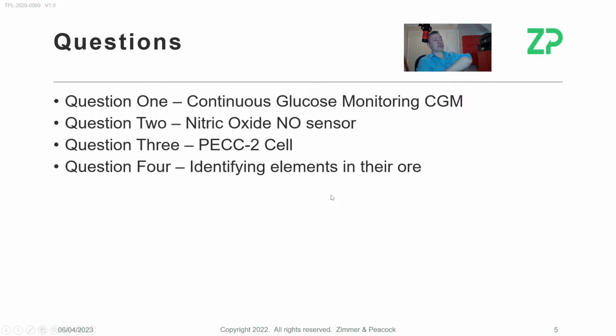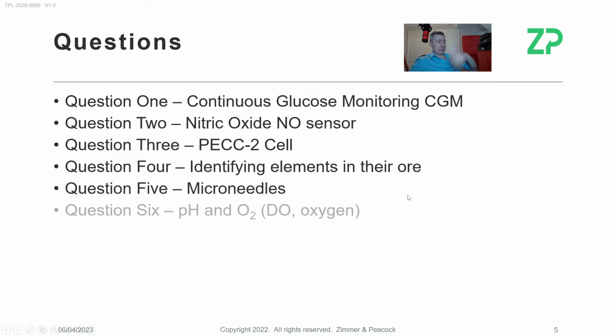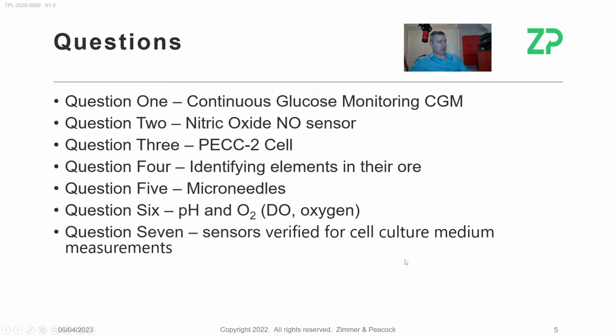We do tend to focus on things like glucose sensors, cortisol sensors, and nitric oxide sensors, but we do have a small stream of technologies in photoelectrochemistry, and the PEC2 cell is that, and I will cover that today. This is one of my favorites that came in via the YouTube channel: people asked a question about identifying elements in their ore, and I will cover that. A question came in about microneedles, I will cover that. A question about measuring pH and oxygen in soil, and I will cover that. Are our sensors verified for cell culture medium? The quick answer is they get used by researchers in cell culture, but we haven't done enough work to verify them for cell culture.